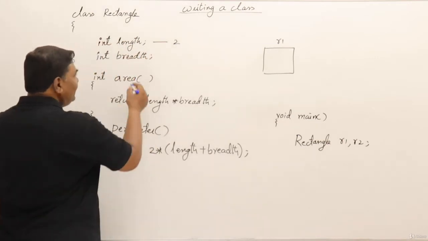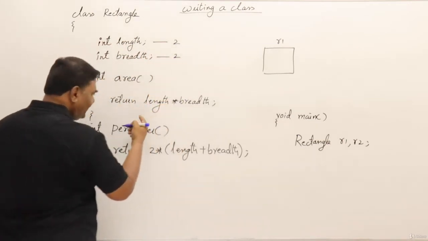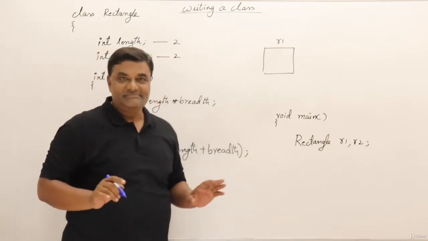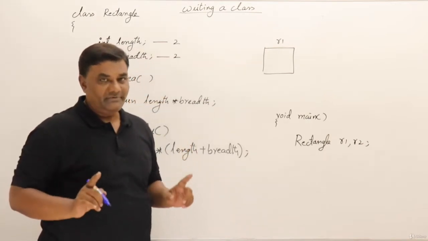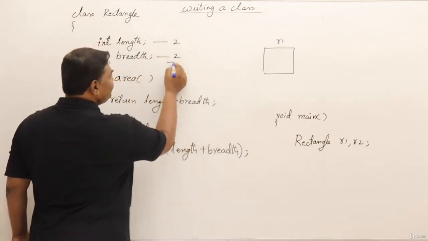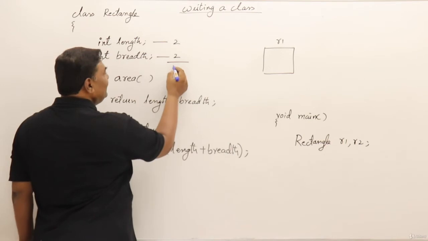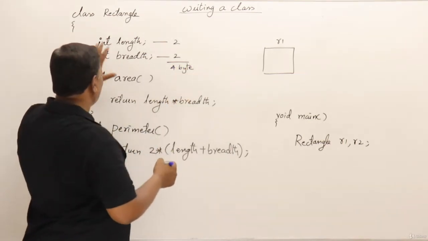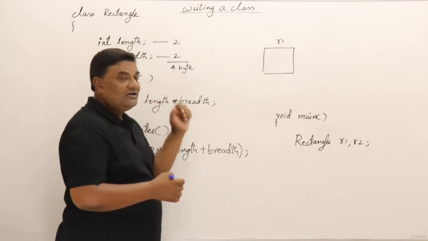So this is 2 bytes and this is also 2 bytes. Functions are also there. No, functions will not occupy any memory space. Only two data members. So total, what is the size of this class? This is 4 bytes. So if you create variables of this type class, they will take 4 bytes.